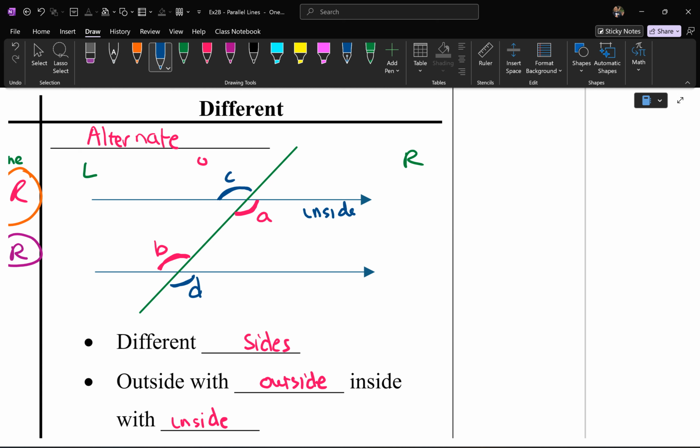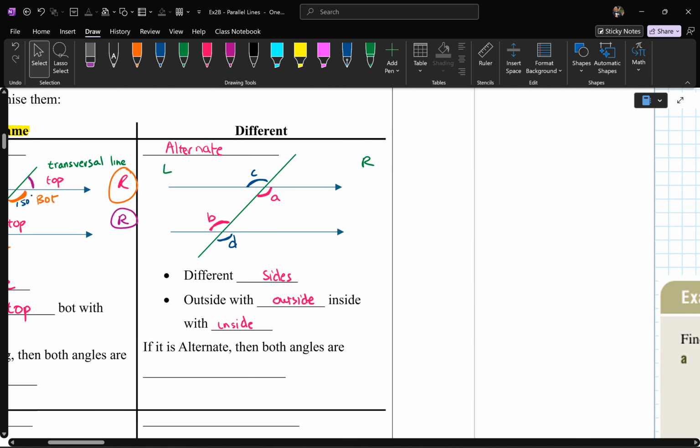So there's a proper name for it. They usually call it alternate interior, alternate exterior, but a lot of students tend to forget that, so we normally just call it alternate. Okay, but the proper name for it is alternate interior, alternate exterior. Okay? All right. So far, so good.